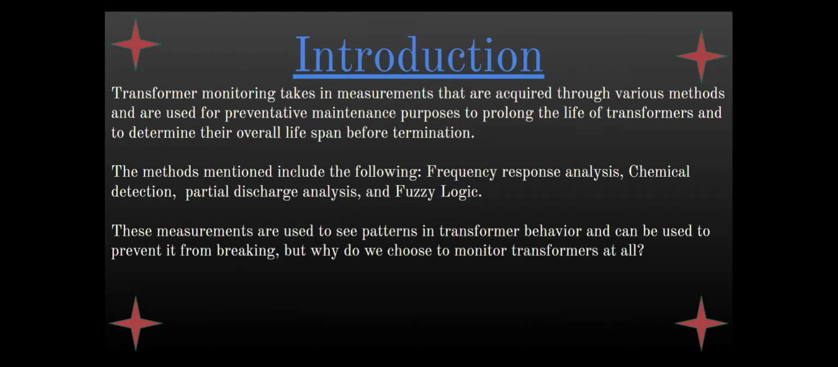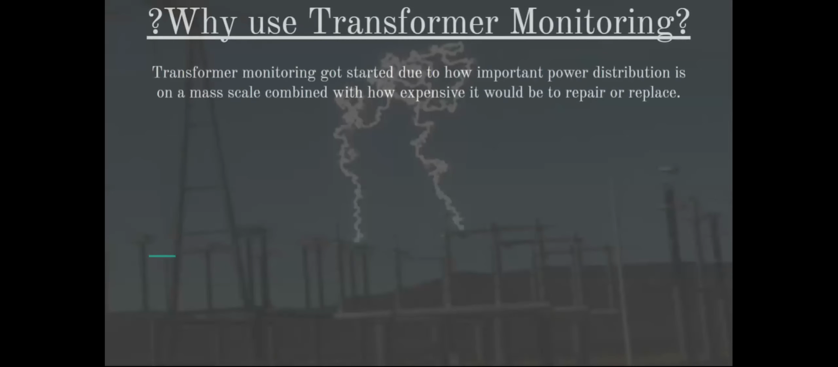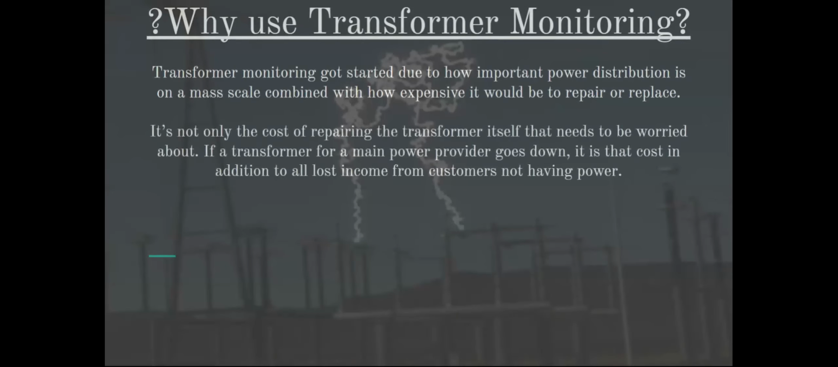The measurements are used to see patterns in the transformer behavior, so you can see if there are any irregularities between a healthy transformer and one that's starting to die. But why do we use transformer monitoring at all? In this picture, this is a transformer with a Jacob's ladder, where it's extremely high voltage and arcing across. You wouldn't want that in a healthy transformer, because the older they are, the more prone they are to it happening accidentally instead of planned.